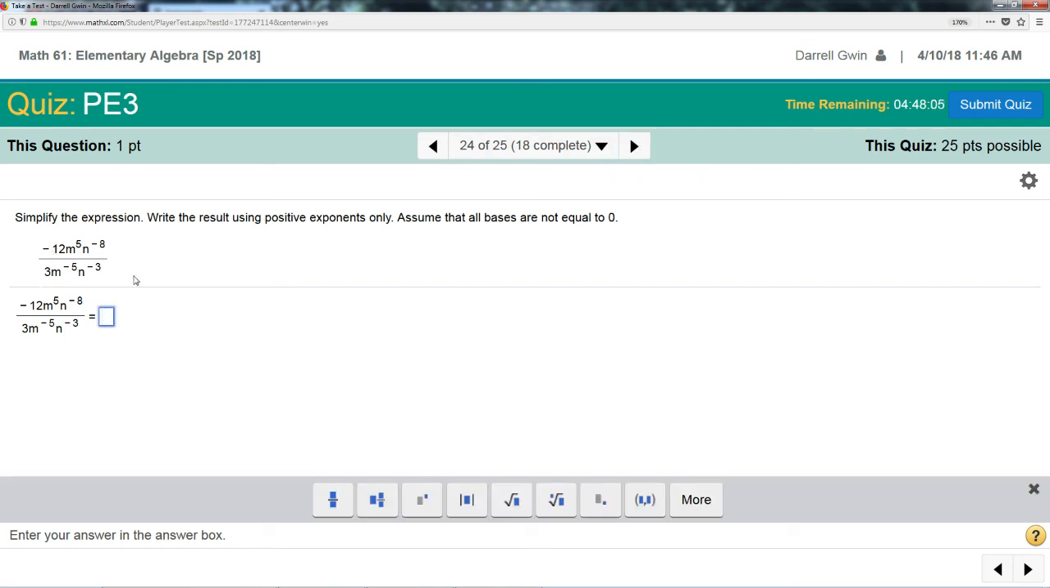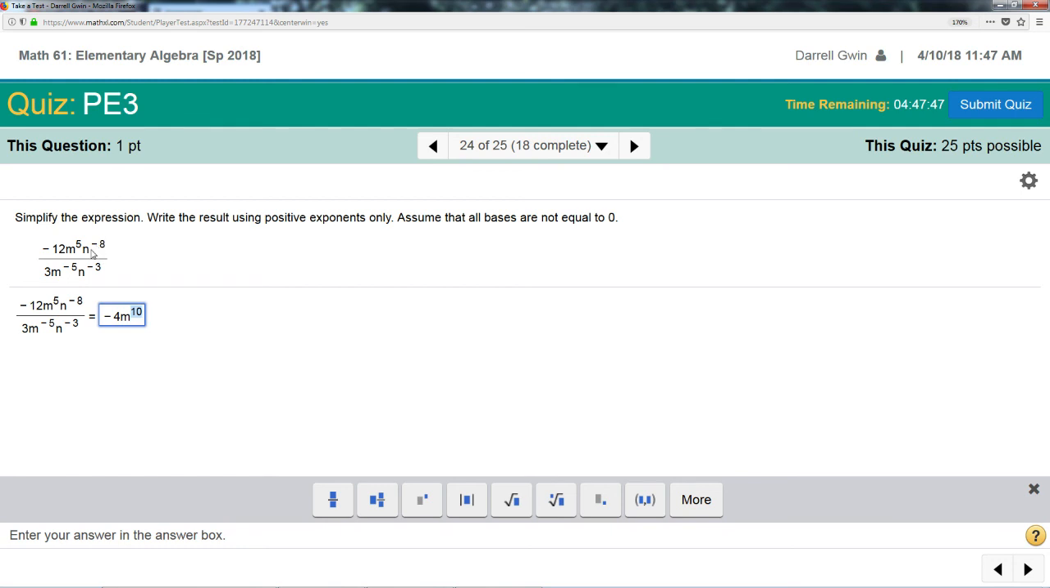Negative 12 divided by 3 is a negative 4. So 5 m's go to the top because it's negative 5. So it becomes m to the 5 on top, so it's going to be m to the 5 times m to the 5, which is adding the exponents to 10. M to the 5 times m to the 5 is m to the 10.